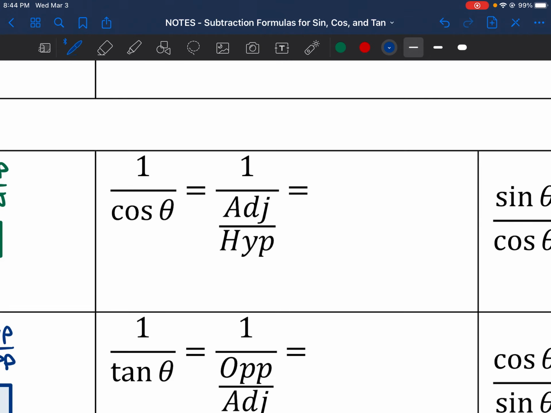All right, 1 over cosine of theta. Well, we've defined cosine of theta as adjacent divided by the hypotenuse. So this will be 1 over 1 times hypotenuse over adjacent when we do our keep, change, flip. However, hypotenuse over adjacent is how we've defined the secant. So this is equal to the secant of theta.